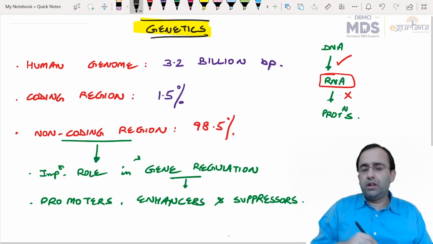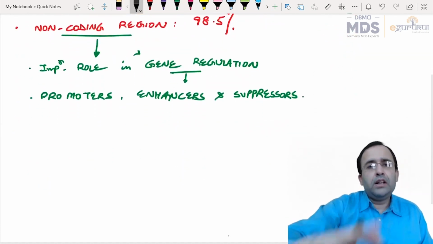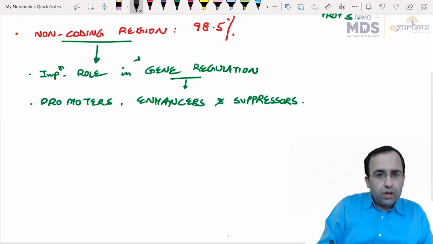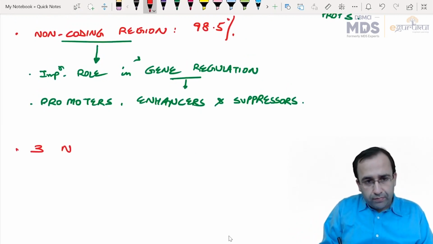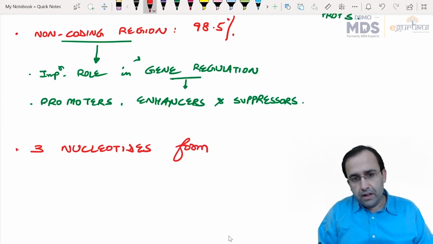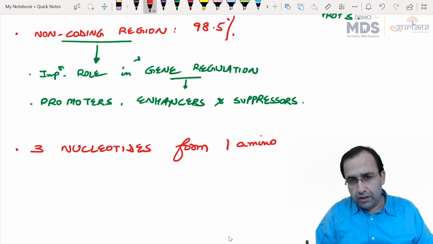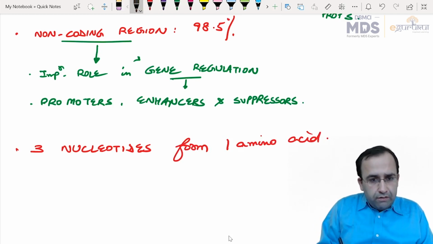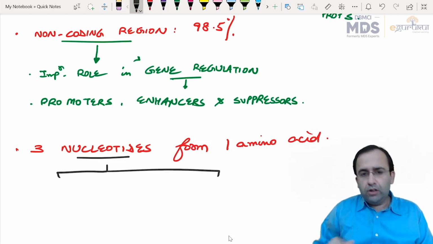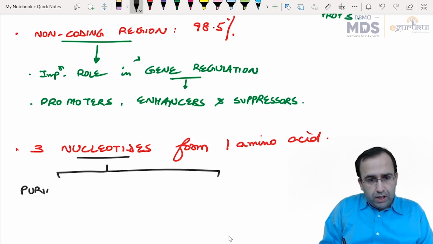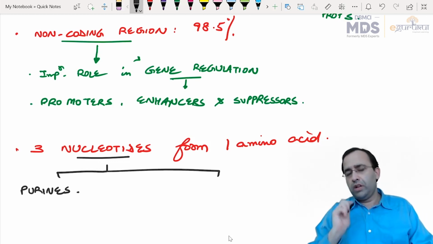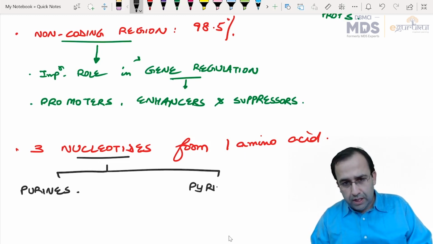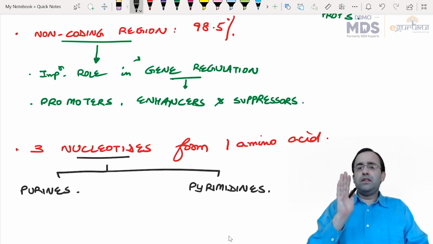Next point. Again, let us have a look at basics only. You already know that 3 nucleotides form one amino acid. You also know that we can divide nucleotides into 2 types, that is purines and pyrimidines.